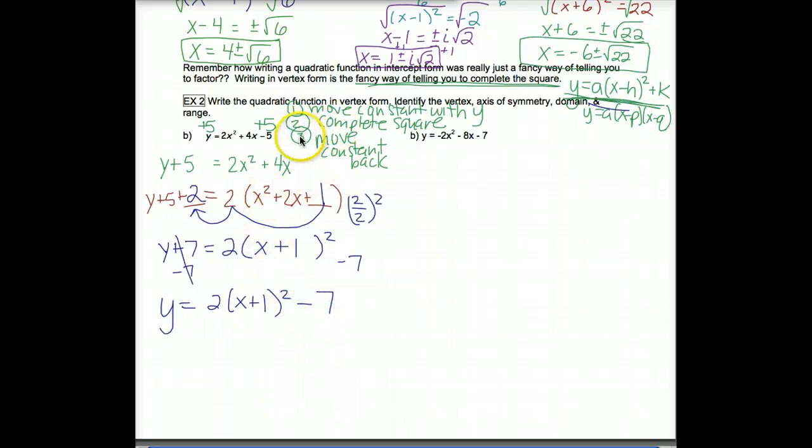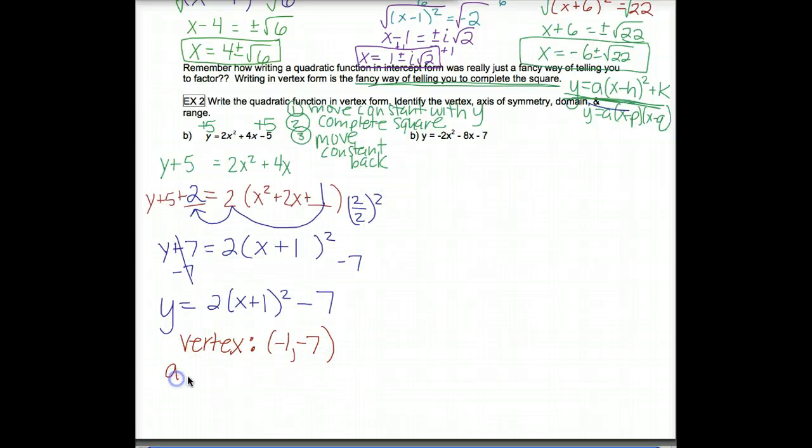Now notice that after we get it in vertex form, it wants us to identify the vertex, axis of symmetry, domain, and range. This is practicing identifying these without looking at the graph, because those are things that you should know just from looking at the equation. Notice it doesn't ask for everything. It doesn't ask for x-intercepts, y-intercepts, all of those things. But when you're in vertex form, remember the vertex is (h, k). So change the sign here, -1. Keep the sign here, -7.